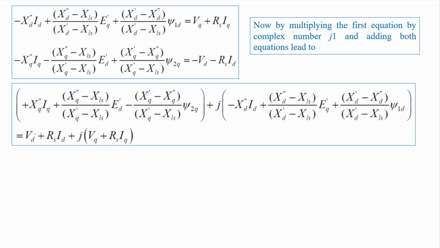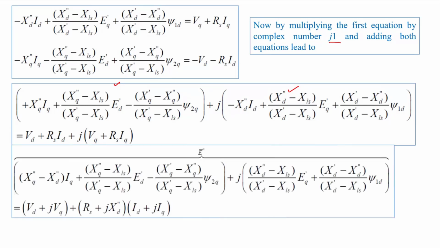So we'll get Vd + Rs id + jVq + Rs iq, which will be equal to this. That is the left hand side of both the equations, added with the multiplication of j. Now a little manipulation we will do, just by considering xd double dash, jxd double dash.